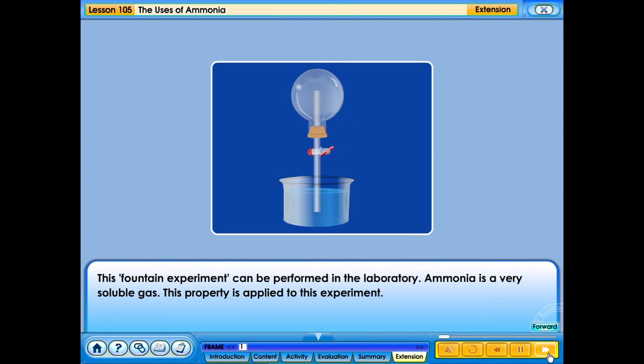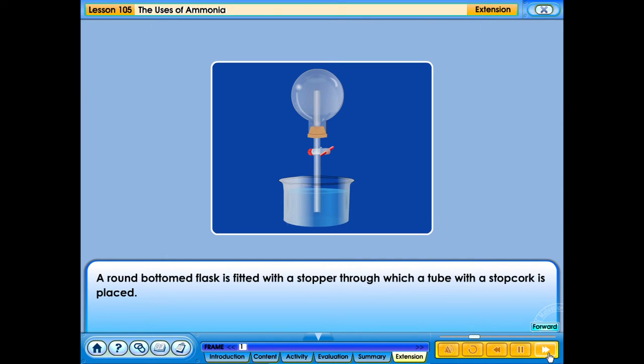This fountain experiment can be performed in the laboratory. Ammonia is a very soluble gas. This property is applied to this experiment. A round-bottomed flask is fitted with a stopper through which a tube with a stopcock is placed. The flask is first filled with ammonia gas, after which the stopcock is quickly closed.